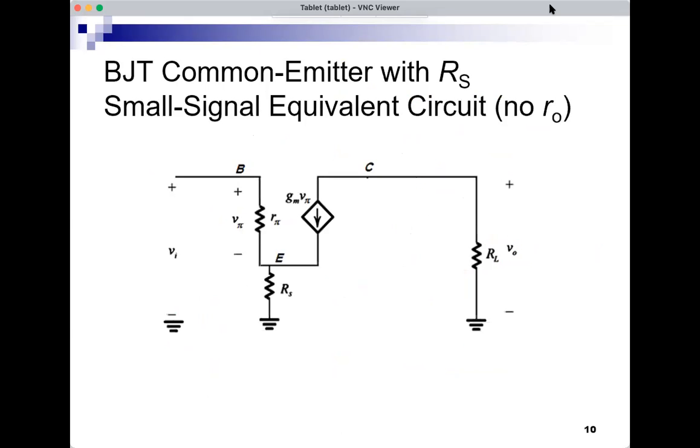The common emitter with RS is kind of similar to the common source with RS, but as you know, for the BJT, there's the r pi. So the input is at the base, the output is at the collector. The emitter now is no longer grounded. I have RS from emitter to ground and the r pi. So what do we get in this case? Again, I would like to find the gain, the input resistance and output resistance.